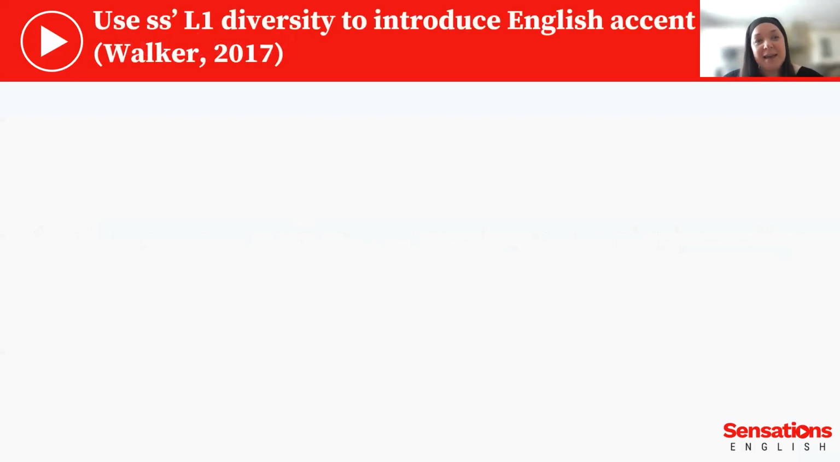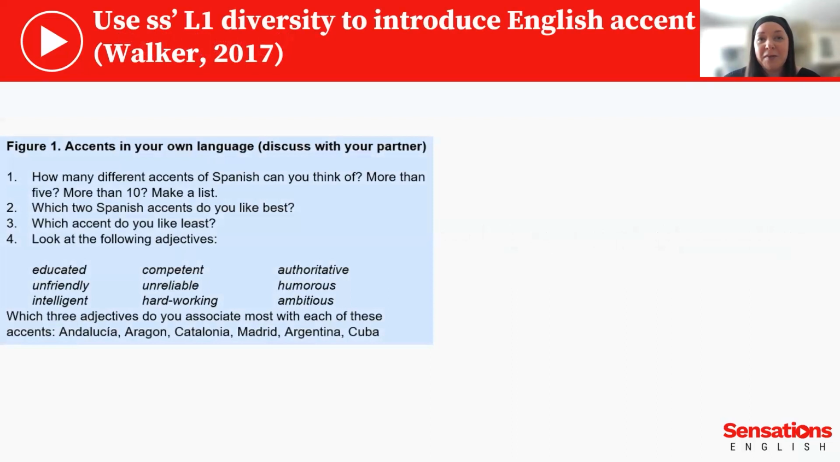One way that I've done this successfully comes from Robert Walker, who in 2017 talked about this with his Spanish students. So he would begin introducing them to the topic of accent diversity by asking them these questions in figure 1. So accents in your own language. They were thinking about accents in Spanish, and they had to list all of the Spanish accents they could think of, which accents they liked the best or least. They had to match up certain qualities, certain adjectives to different accents. And they had to really investigate their personal beliefs about diverse accents, because we know that attitude and personal beliefs about accents can be quite significant and have quite an effect on our motivation to understand.